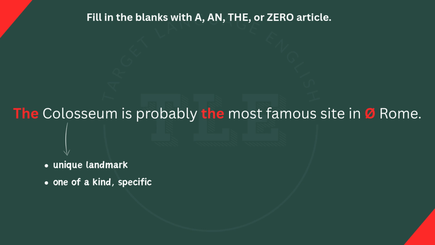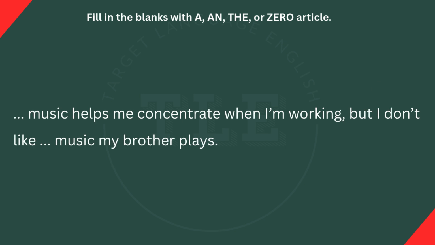So, the Colosseum is probably the most famous site in Rome. We say the most famous because most famous is a superlative and we use the with superlatives. And then zero article with the noun Rome because Rome is a city name, and with city names we usually do not use an article. Let's move on to the next example.